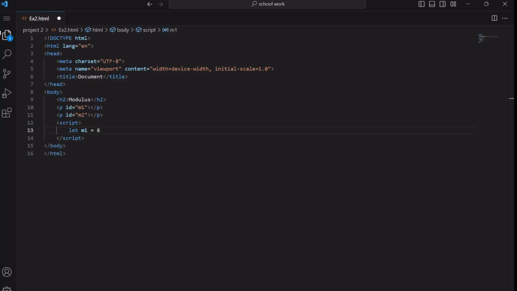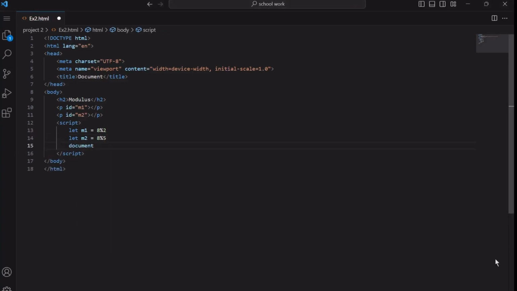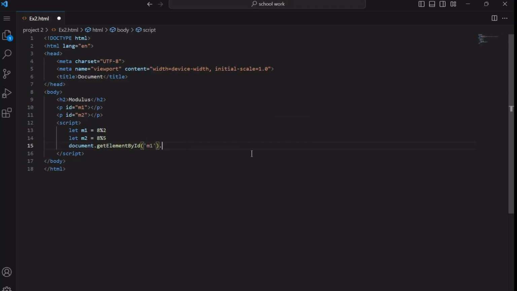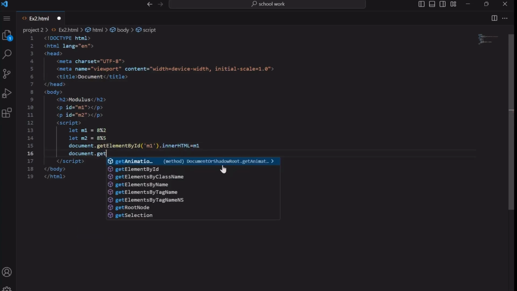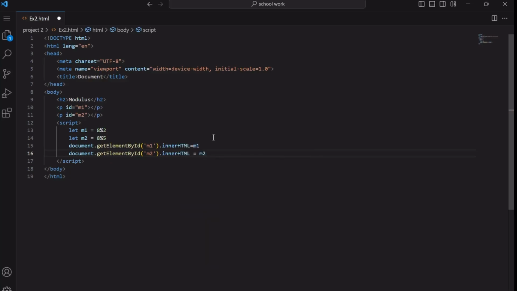So first we'll start with 8 divided by 2, and the next one we could use was 8 divided by 5. Now after deciding the equations, we could use document.getElementById.innerHTML so that we could print these two answers to the screen for us to see.